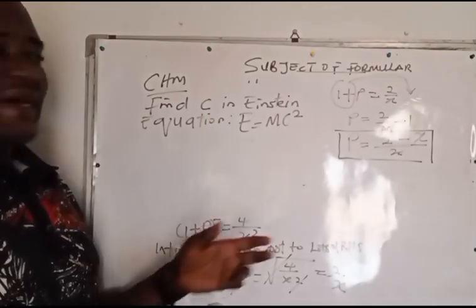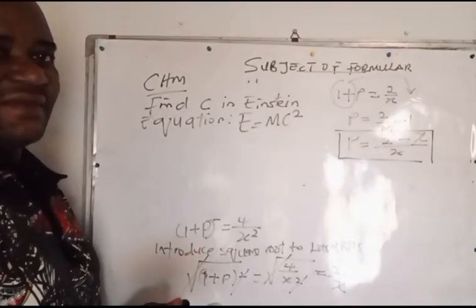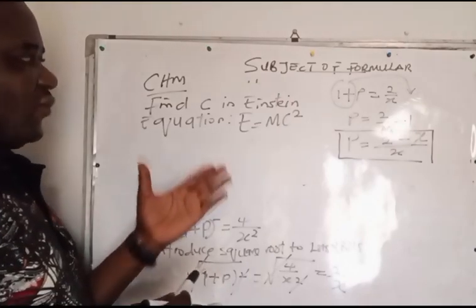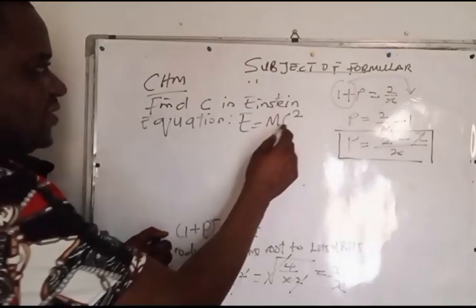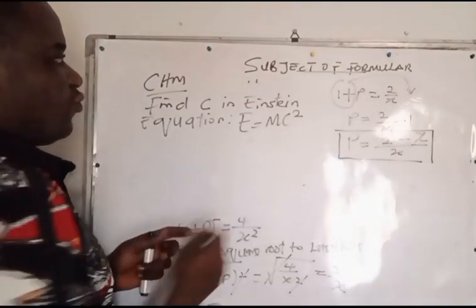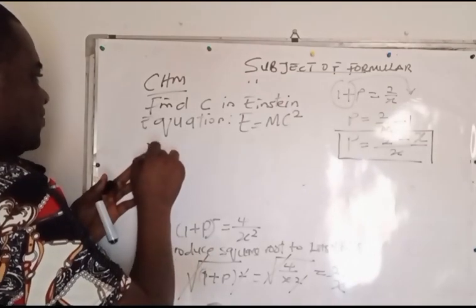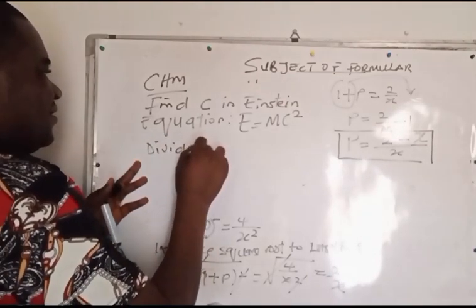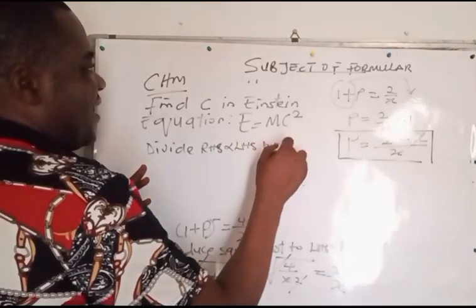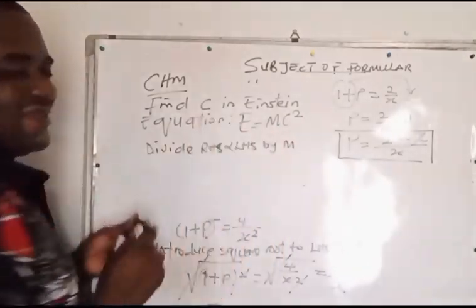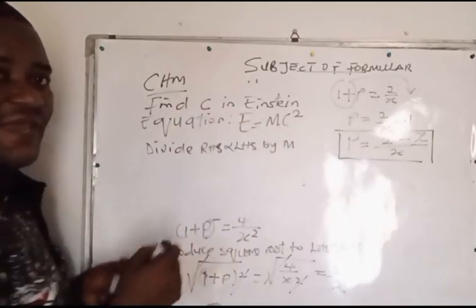This, of course, is mass, and this is the speed of light. We are asked to look for the speed of light. Now, if we are following the mathematical principle we had already used, it means that to look for C, we are going to remove the m that is here. So, number 1, we divide right hand side and left hand side by m to remove the m that we have here, because that is what is stopping us from looking for our measure.